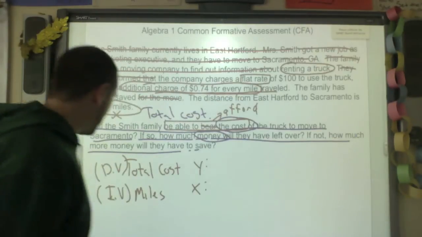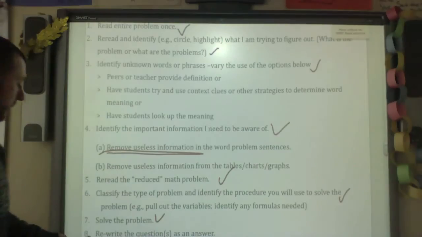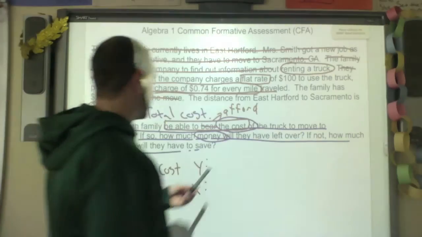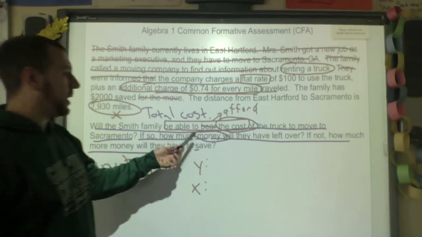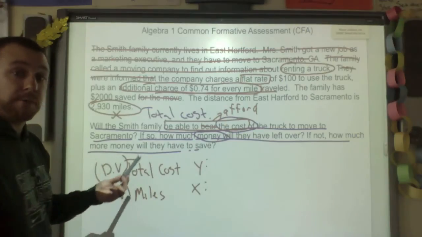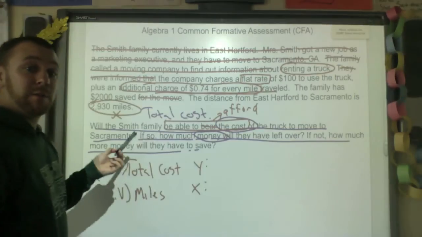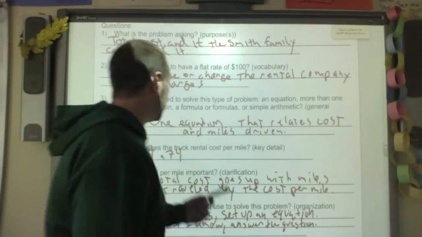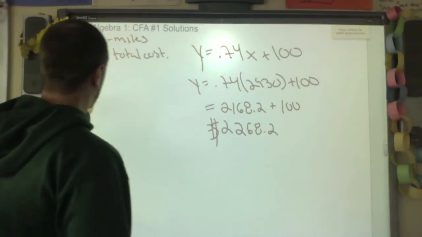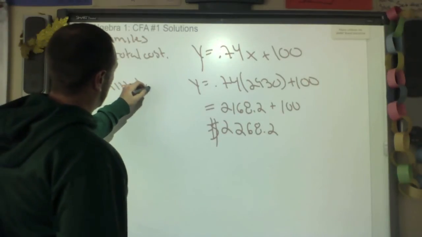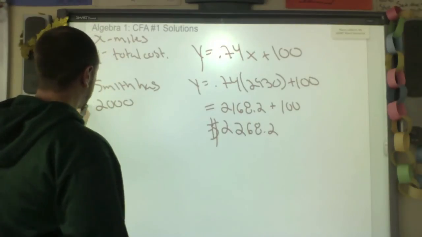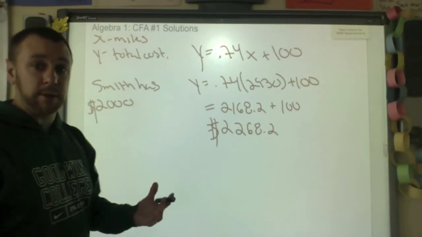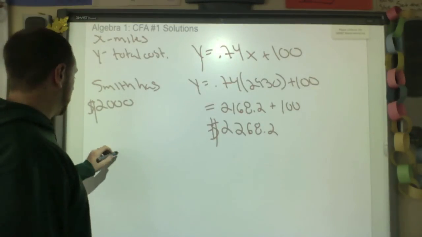Okay? Now I have to go back to my close reading protocol and rewrite the question as an answer. Okay? Well, let's go to the question. Will the Smith family be able to bear the cost of the truck to move to Sacramento? Well, we need to know how much they have. Well, they have $2,000, right? So the Smith family has $2,000. So will they be able to bear the cost? Okay, no, they won't be able to bear the cost. They can't afford it.